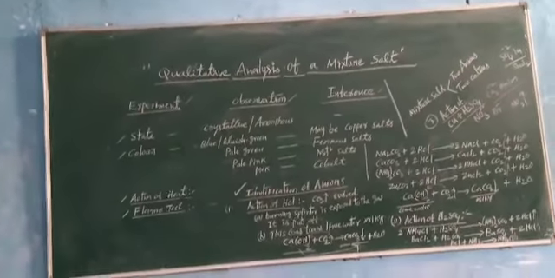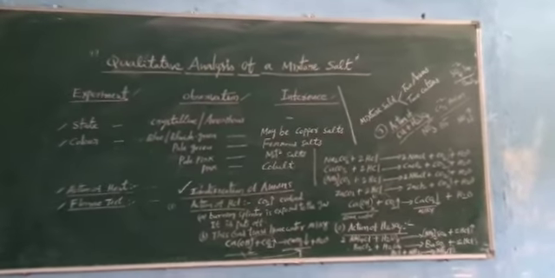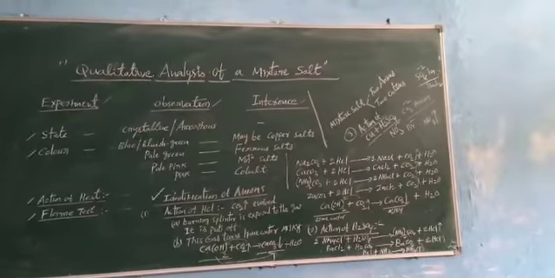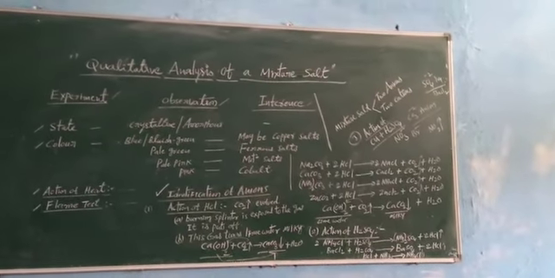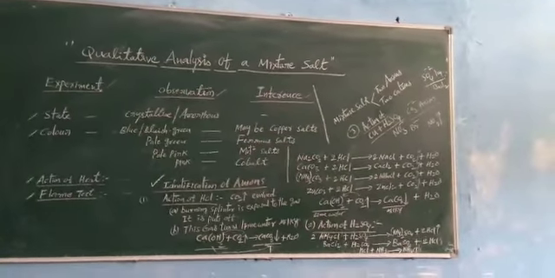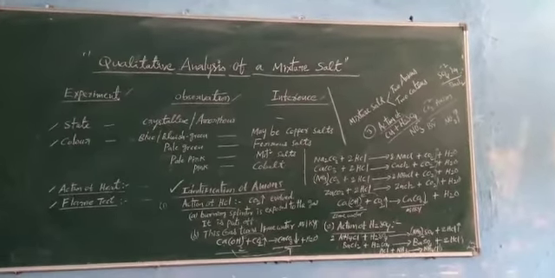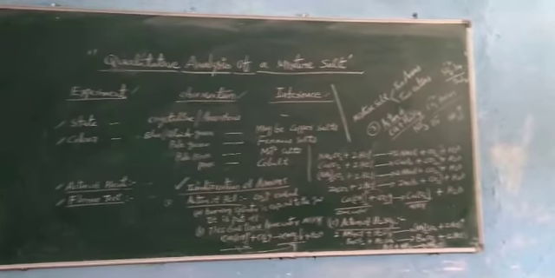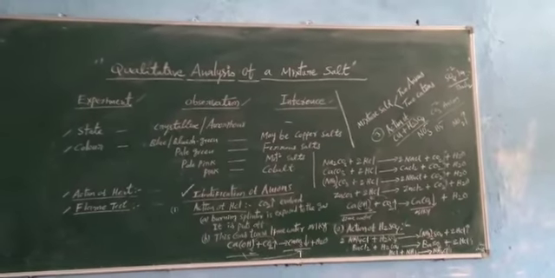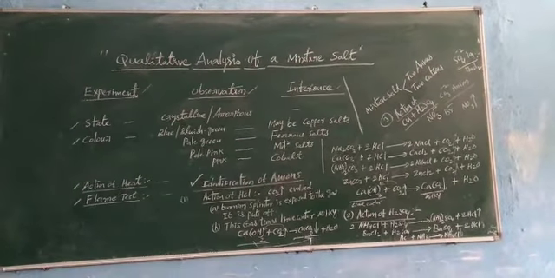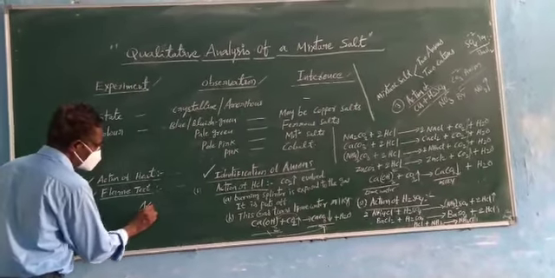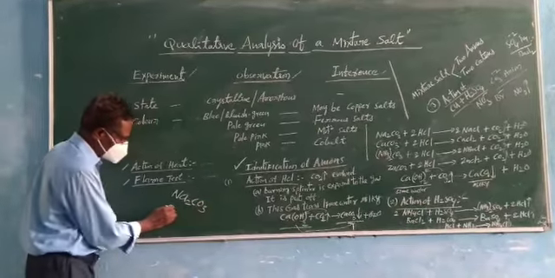Before that, for the complementary tests for anions, first you have to prepare the sodium carbonate extract. The given mixture and sodium carbonate are taken in a 1:2 ratio. Add a sufficient amount of water, boil it for 10 minutes, centrifuge, and discard the residue. The filtrate obtained is called sodium carbonate extract, Na2CO3 extract.